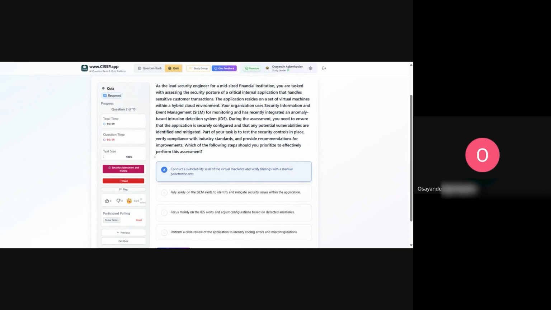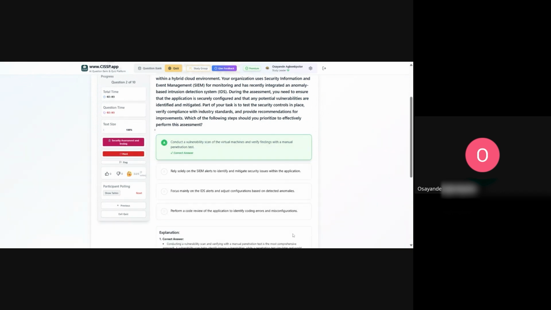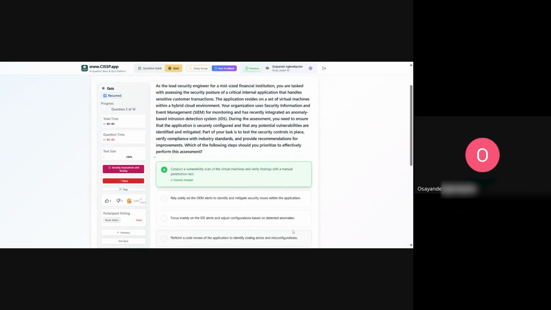I think I'm gonna lock it in. Right. Let's lock it in. Absolutely. It was quite straightforward. It's all about the vulnerability that was to be assessed and mitigated.